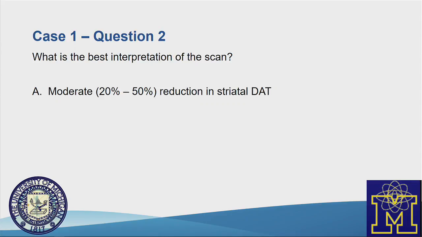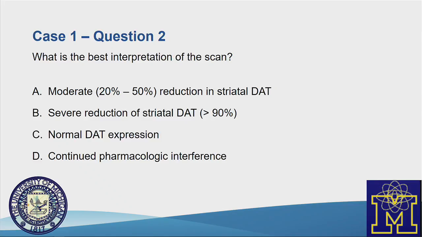Moderate reduction in striatal DAT, allowing for Dr. Rowe's careful questioning about how much reduction one needs. Severe reduction, normal DAT expression, or we failed to eliminate the interference from methylphenidate. So how many go A? Okay, B, and C, and D. Oh, we got votes all across the board.